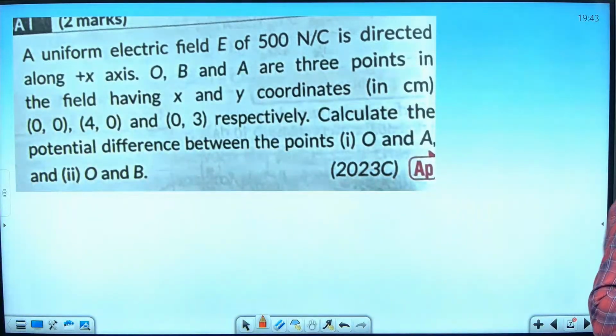Give a try at least. Shall I give you a hint? Draw a diagram. They have given the coordinates, no? Draw the diagram, everything will be easy.